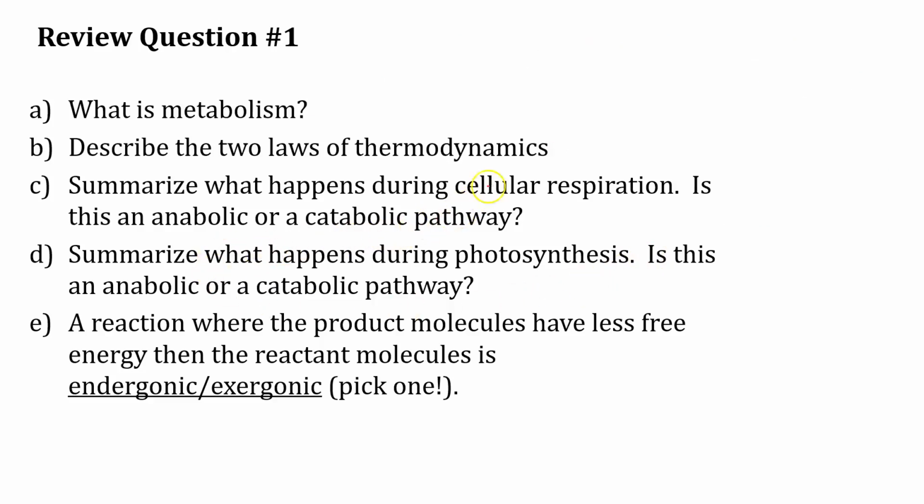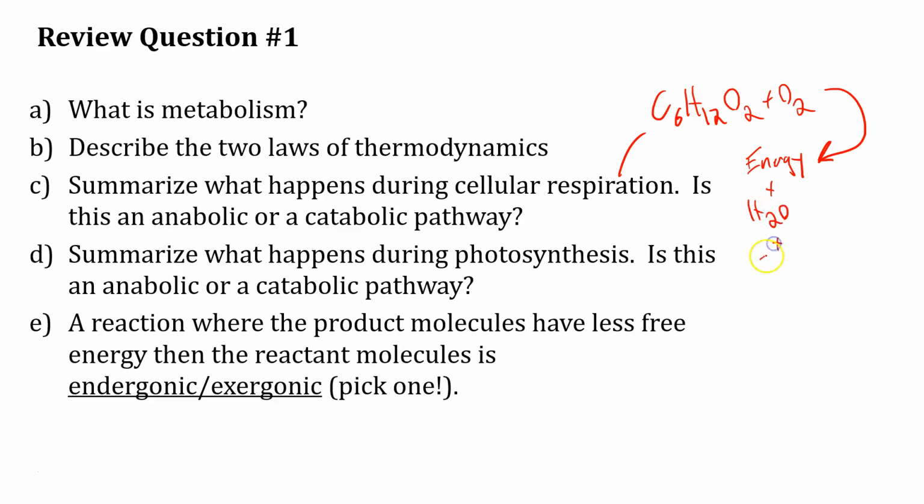Okay, what happens during cellular respiration? This is where we take a good old-fashioned molecule of glucose, which is C6H12O6. You add a little oxygen to it, and you end up with a little energy. You also end up with some water. You also end up with some CO2 being made. Okay, so that's taking a molecule of glucose, breaking it down. Anytime you break down something, that's a catabolic pathway. So that would be the answer there.